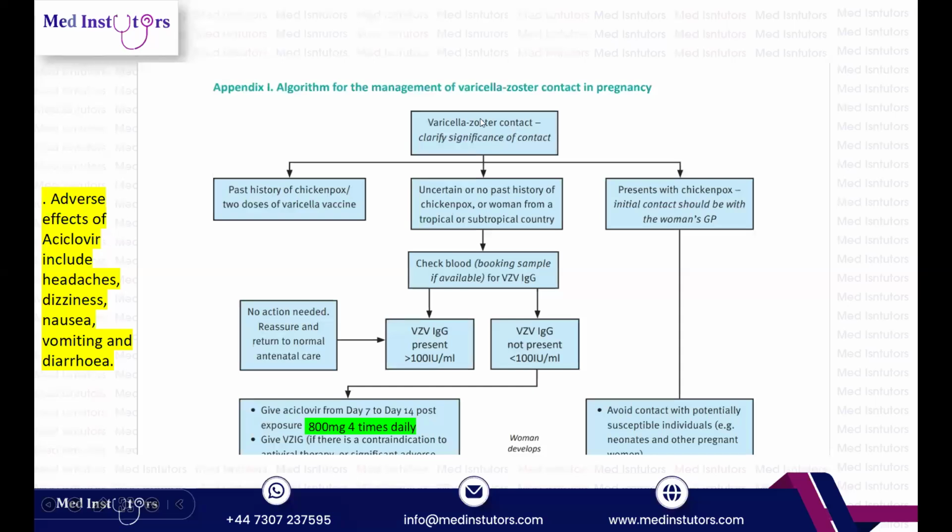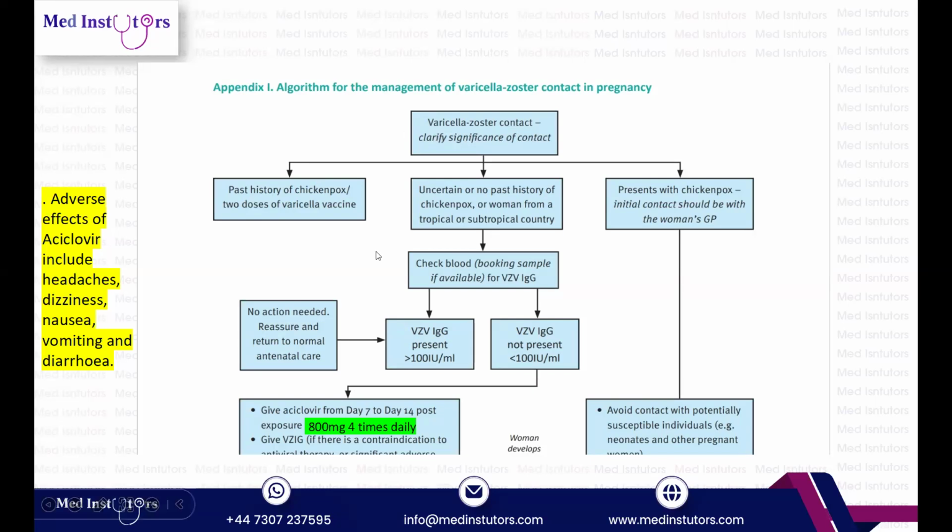Okay, so this is a very good algorithm for the management of varicella zoster in pregnancy. It has been divided into two parts. One is this part where we give prophylaxis measures and the other is a therapeutic measure, right? So prophylaxis, my dear, till now what we have talked about is that she was just exposed. She is at risk, but she hasn't developed any rashes or any clinical feature of chickenpox. So that is why we are giving her the immunoglobulins or PEP.